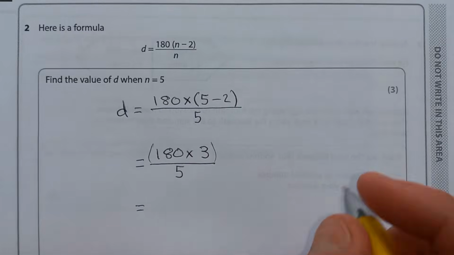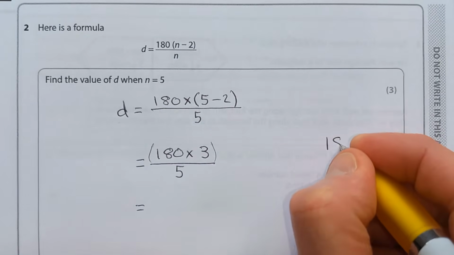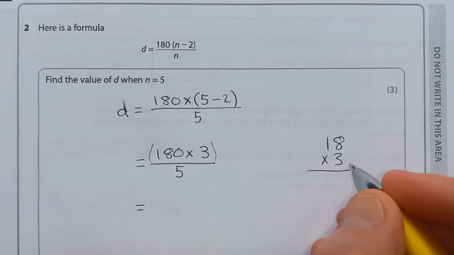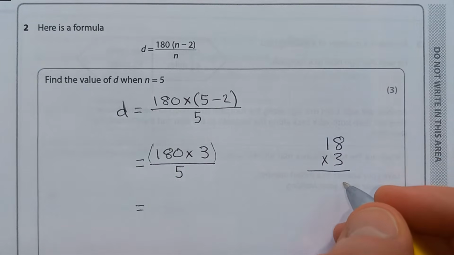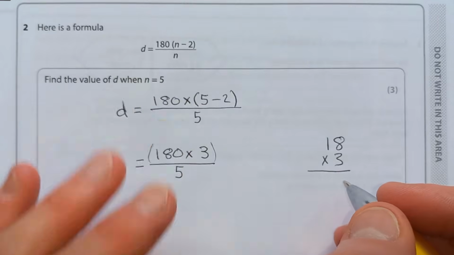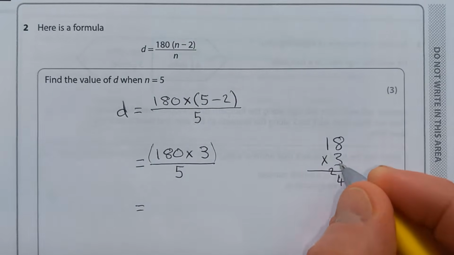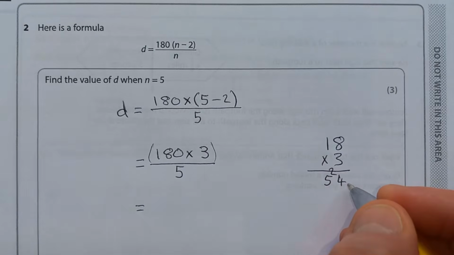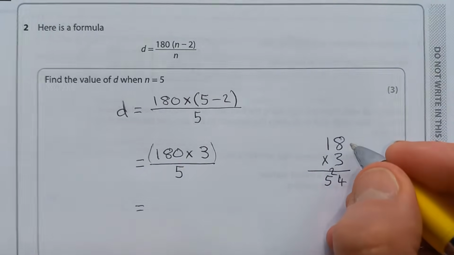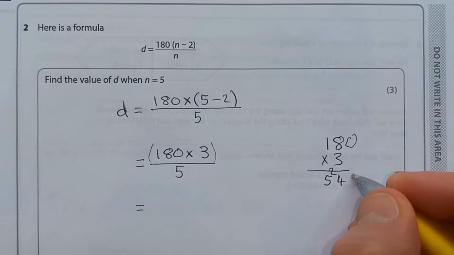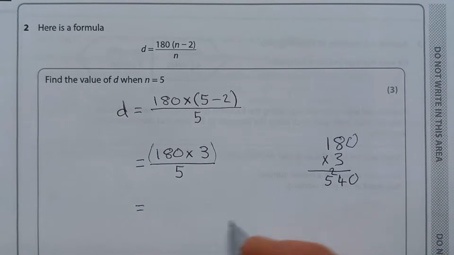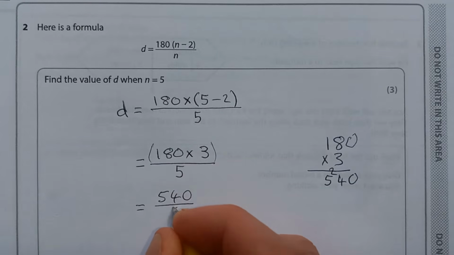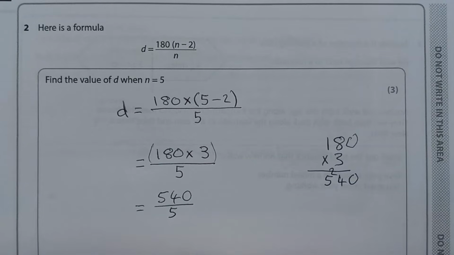Okay, so 180 times 3. Well, let's do 18 times 3. I'm going to ignore that 0 for now. So 3 times 8, we've got 8, 16, 24. And 1 times 3 is 3. Add the 2 is 5. So we've got 54. But we had a 0, so we can just put the 0 on the end. Okay, so we've got 540, and all of that is over 5, or divided by 5.